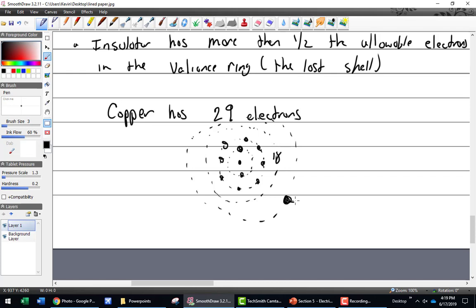How many can it have out in this valence ring? This fourth one? It can have 32. How many does it have? Is that less than half? That's easy math, right? That's what makes it a good conductor. See, we've got this one lone electron way out here. And when we come back and look back in the nucleus, what do I have in the nucleus?